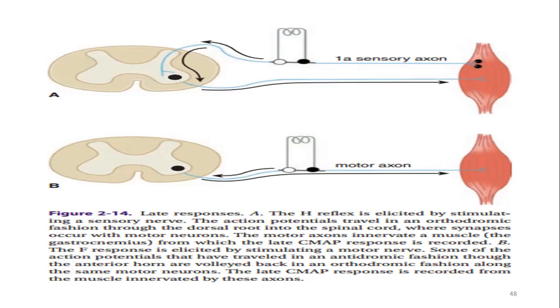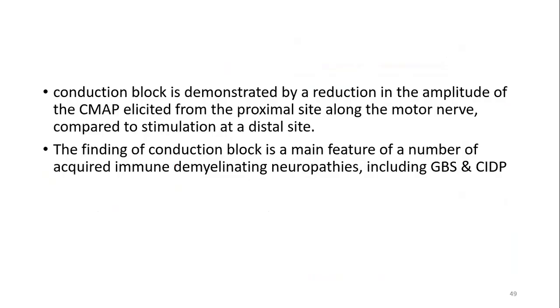So this is the F response. The action potential recorded is what we call the late compound muscle action potential. I think it's now clear what the F wave and reflex are. When it comes to correlating these findings with peripheral neuropathies, conduction block is demonstrated by a reduction in the amplitude of the compound muscle action potential elicited from the proximal side along the motor nerve compared to stimulation at the distal site. The finding of conduction block is a main feature of a number of acquired immune demyelinating neuropathies.